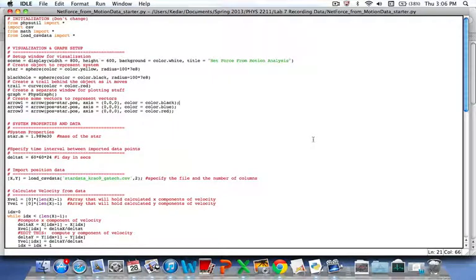Using this Python code that was given to us last week and the motion of the star, which was given to us in the WebAssign Excel spreadsheet, we can track the motion of the star, which we can use to find the mass of the black hole.